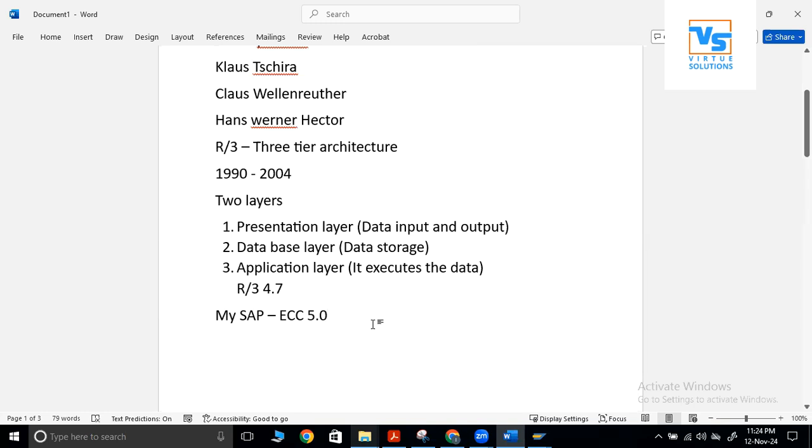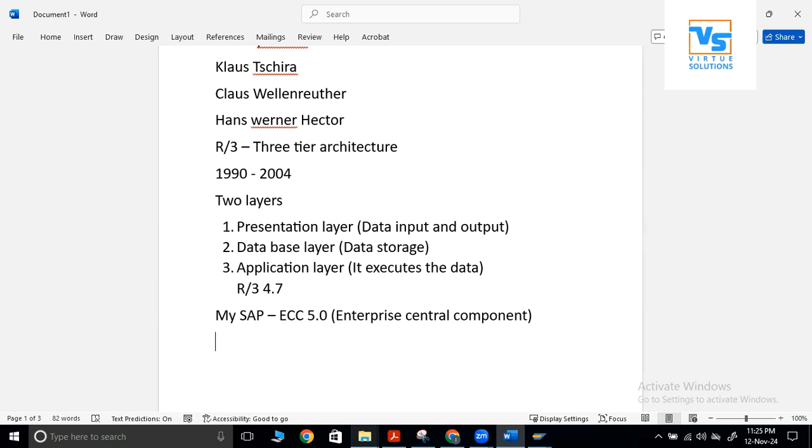mySAP came in 2002 itself, but full-fledged it started from 2004, with a component version ECC. The component was ECC and the version is 5.0. What is ECC? It stands for Enterprise Central Component.